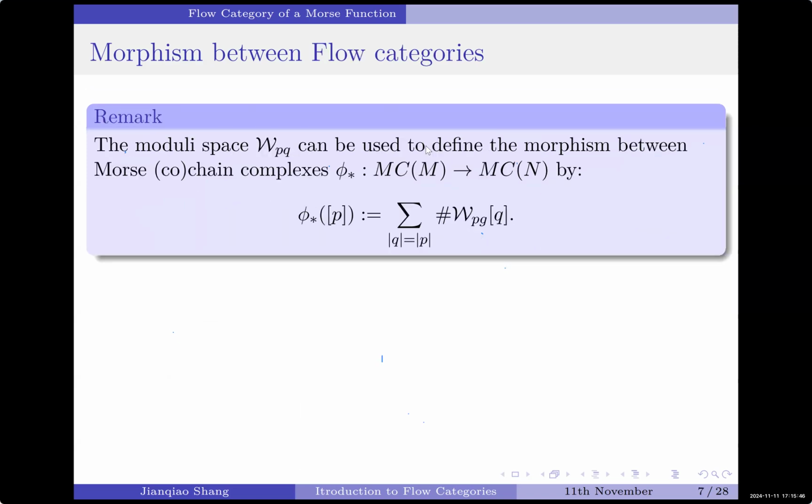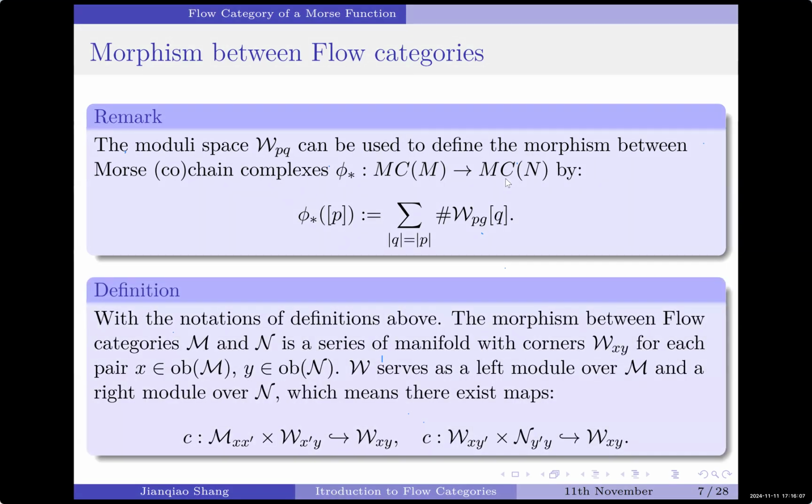I claim that such W_PQ can be used to define a chain morphism between the Morse chain complexes by just counting them. Now it's time to define the Morse morphism between the flow categories.